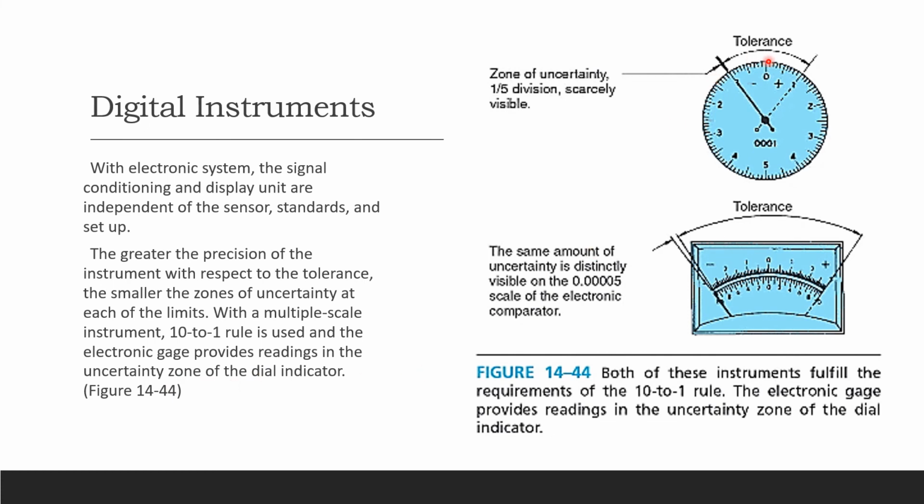So here we have a tolerance and a zone of uncertainty. One fifth division is scarcely visible, you can't really see it. So it's the same amount of uncertainty. Here's the mechanical, and this is our digital. The amount of uncertainty is distinctly visible on the 0.00005 scale on the electronic comparator. So both of these instruments fulfill the requirements of the 10-to-1 rule. The electronic gauge provides readings in the uncertainty zone of the dial indicator.